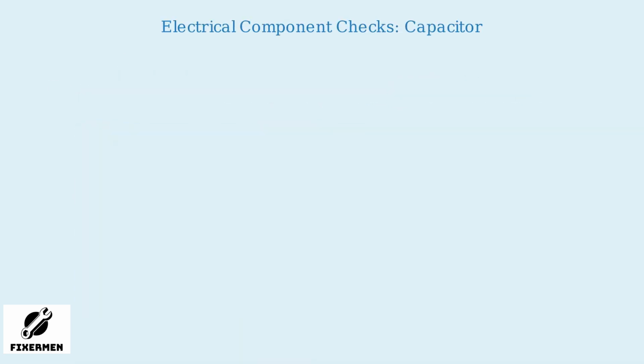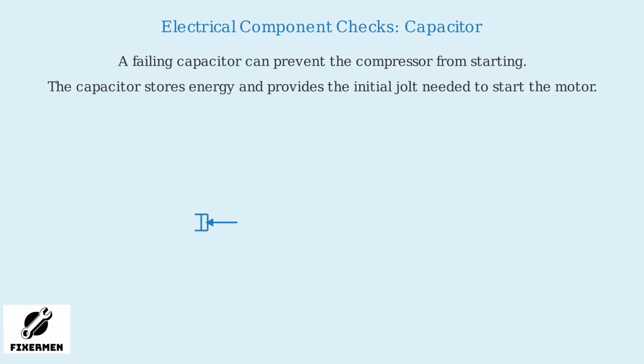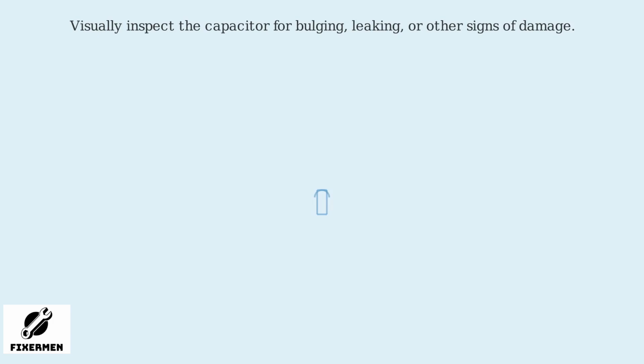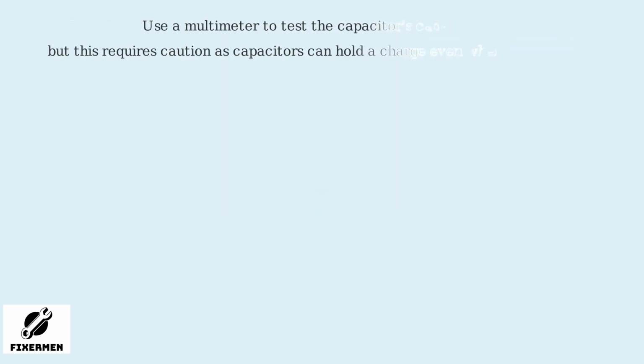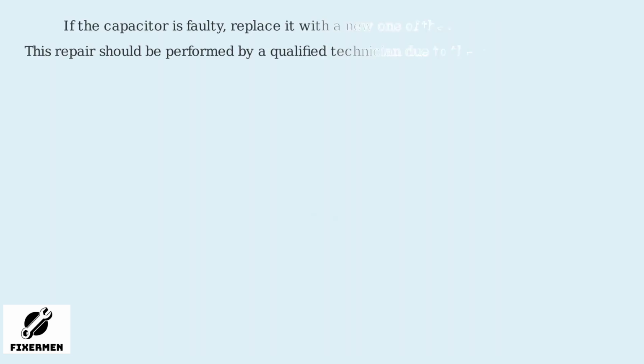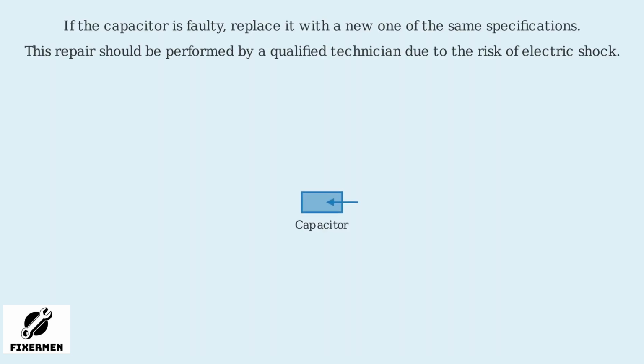A failing capacitor can prevent the compressor from starting. The capacitor stores energy and provides the initial jolt needed to start the motor. Visually inspect the capacitor for bulging, leaking, or other signs of damage. Use a multimeter to test the capacitor's capacitance, but this requires caution, as capacitors can hold a charge even when the unit is off. If the capacitor is faulty, replace it with a new one of the same specifications. This repair should be performed by a qualified technician due to the risk of electric shock.